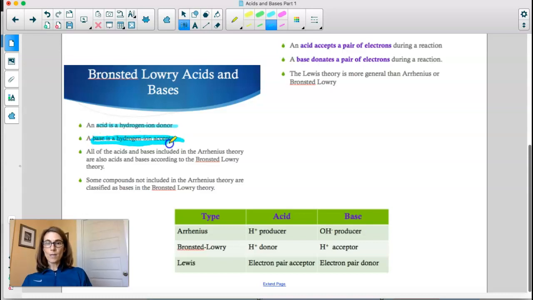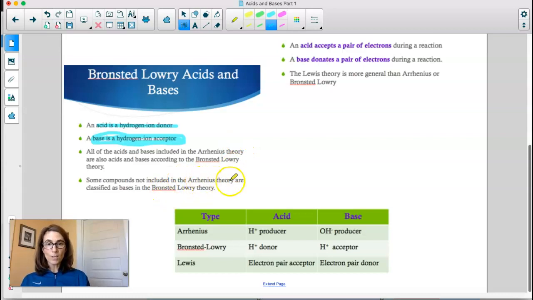And the reason that this is a better definition is because there are substances that don't necessarily have that OH in their formula that still act as bases. So this is kind of a bigger umbrella for our acids and bases to fit under. Basically, restating what I just said in a fancier way, all of the acids and bases included in the Arrhenius theory are also acids and bases according to Bronsted-Lowry. So Bronsted-Lowry is a bigger umbrella, and more of the substances that we know are acids and bases actually fit under that definition.